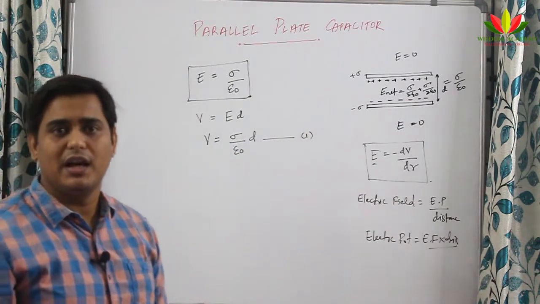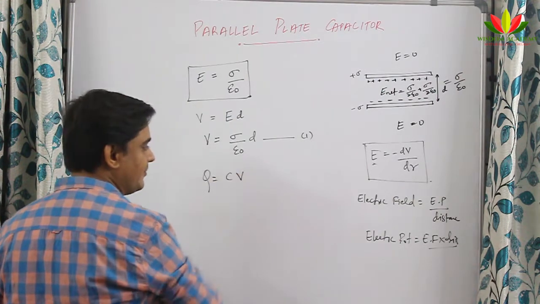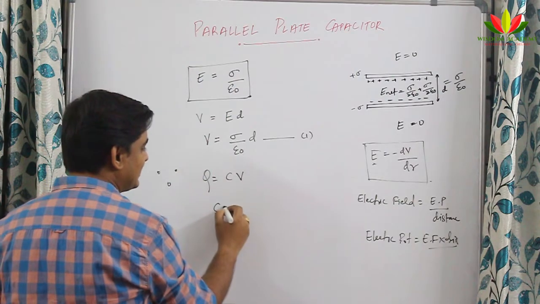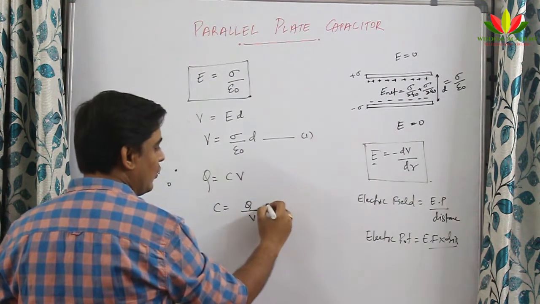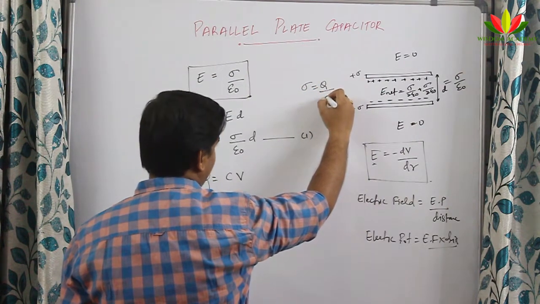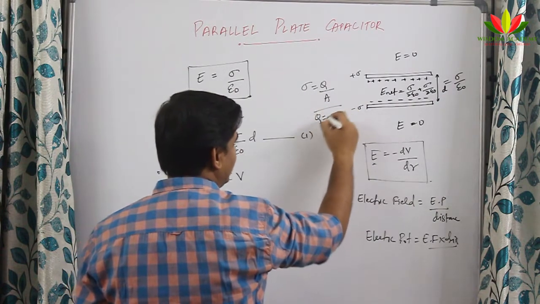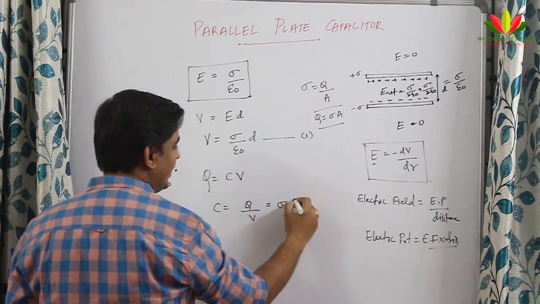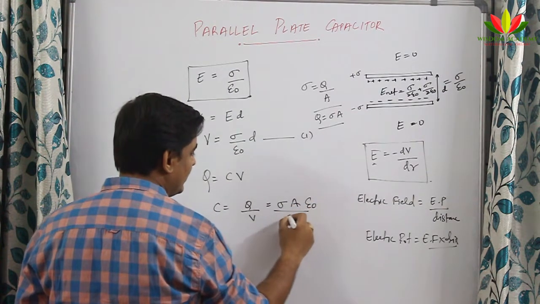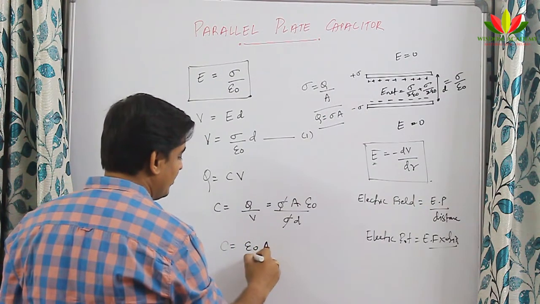And we know very well about the capacitor, that is Q is equal to CV. From here I will get capacitance. Since Q is equal to CV, capacitance is equal to Q by V. What is Q? Sigma is equal to Q by A, area. So Q will be equal to sigma into A. So from here it will become sigma into A divided by V, which is sigma into d by epsilon naught. Epsilon naught will go above, and these two sigmas will get cancelled. So here C is equal to epsilon naught A by d.